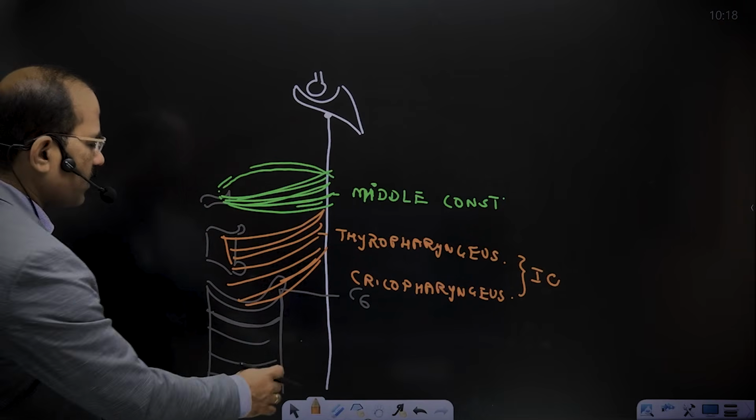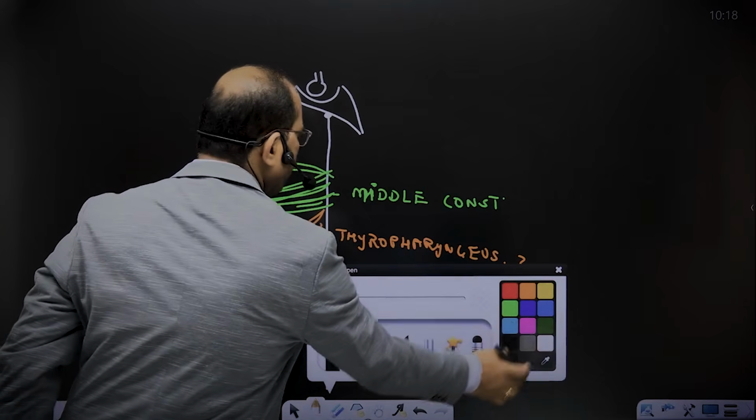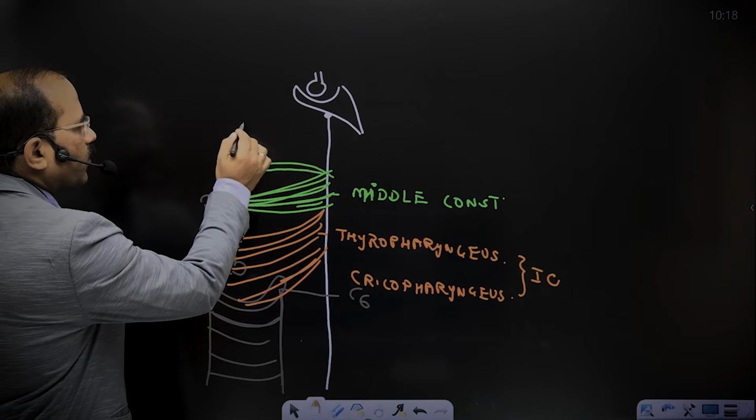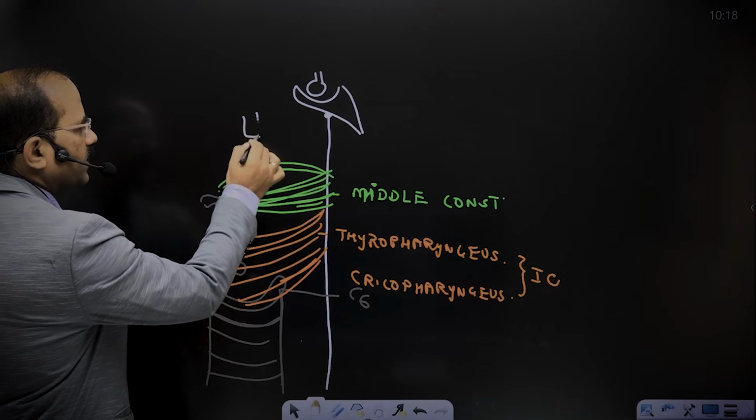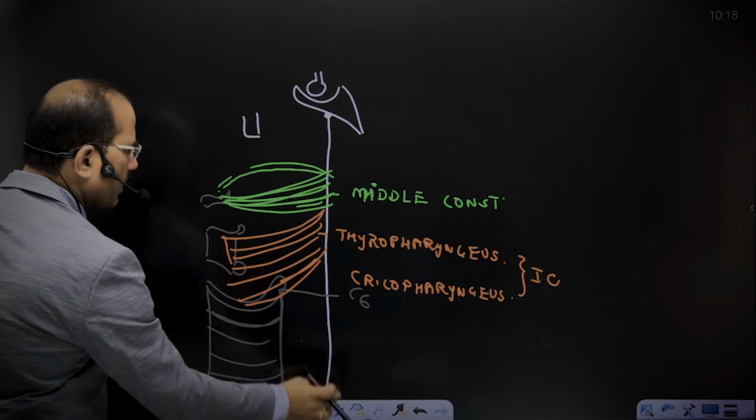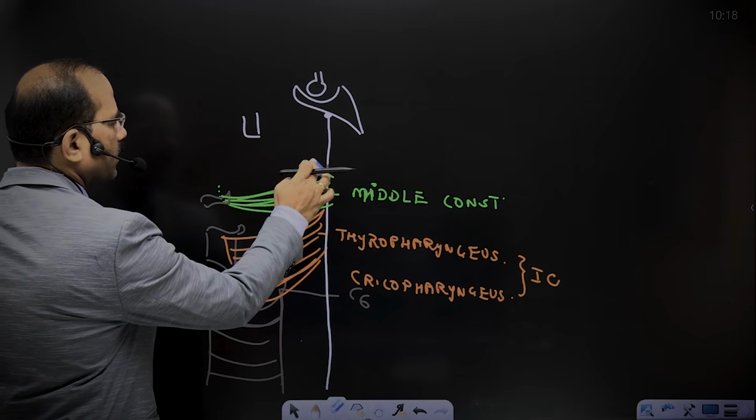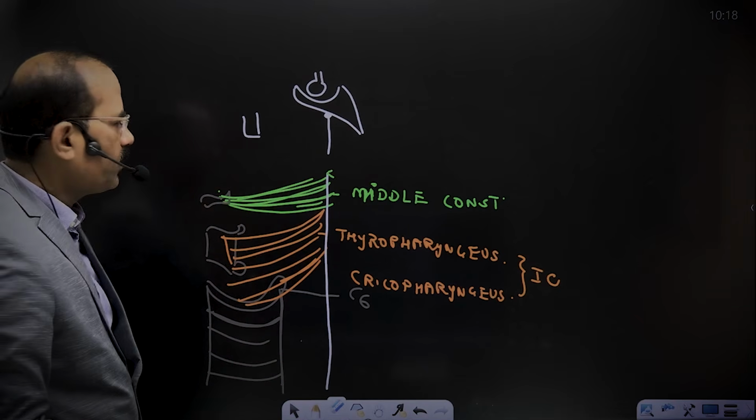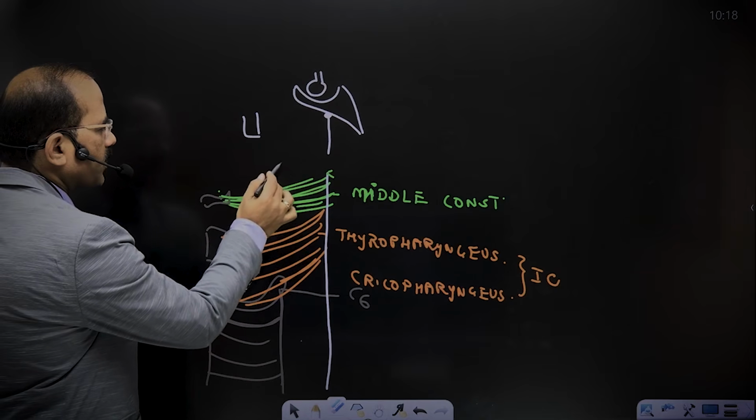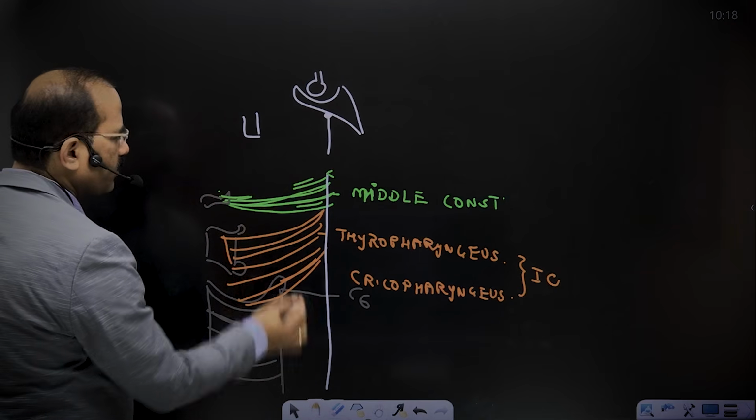Where does the superior constrictor begin from? Let me just draw this for you. That's the medial pterygoid plate. It has gone very high up. Okay, I'll just clear this. Fine, that's a medial pterygoid plate. This is the mandible here.